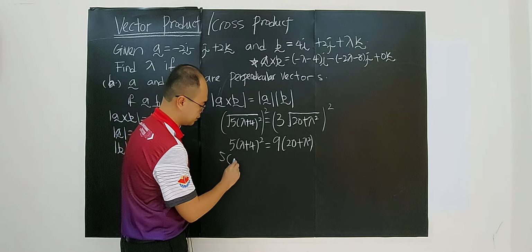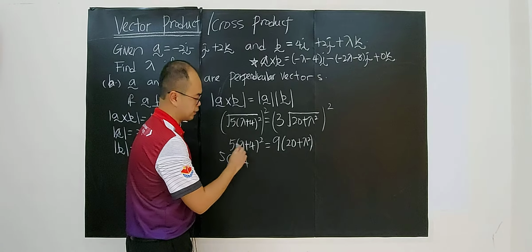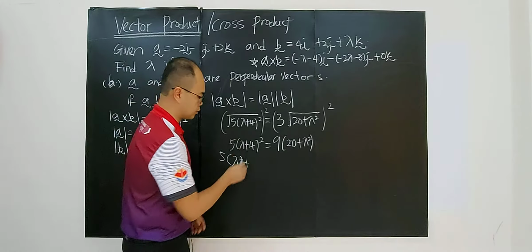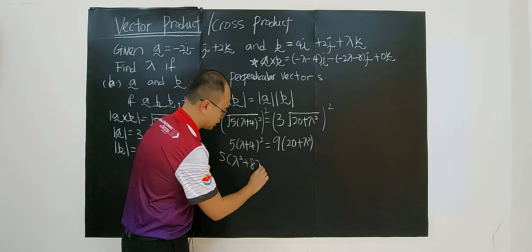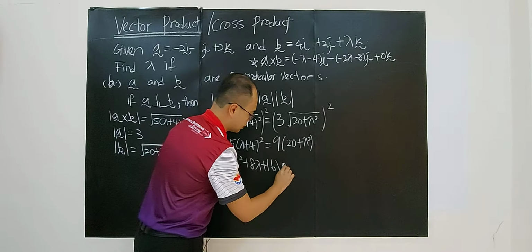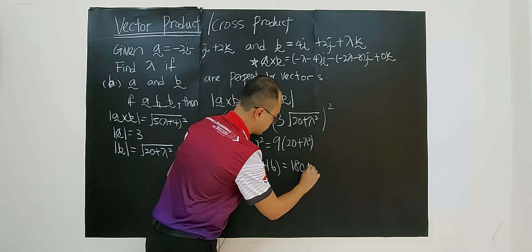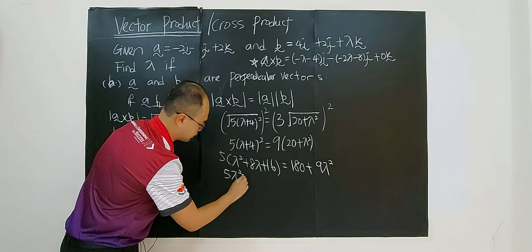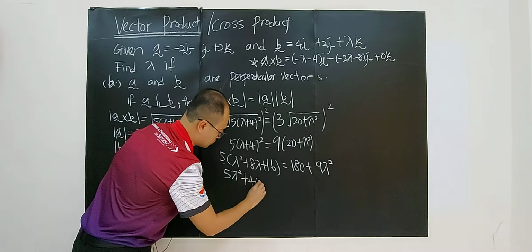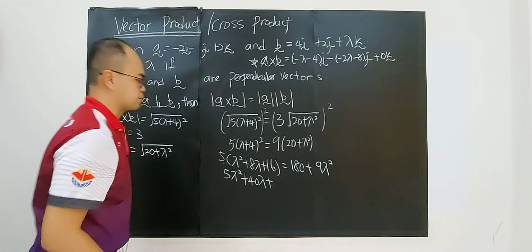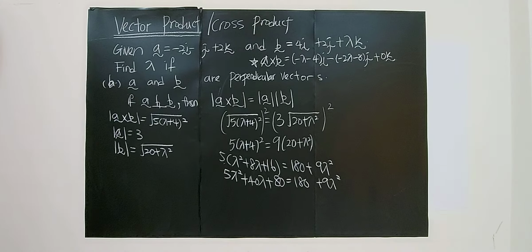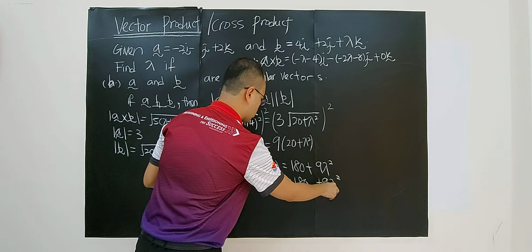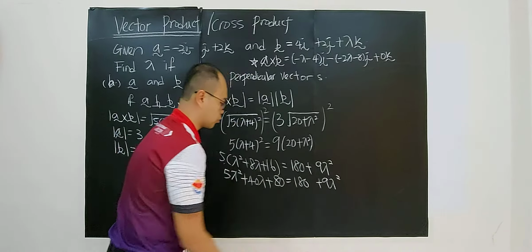So we just expand. This is quite a tedious way, right? But it's based on this definition, based on this result. This is important that you must know. So 25 lambda squared plus 40 lambda plus 16 equals 9 times 20, which is 180, plus 9 lambda squared. We have to be patient. 5 times 8 is 40. 5 times 16, we have 80, right? So we have 80, and 9 lambda squared, and I bring this all over to that side.